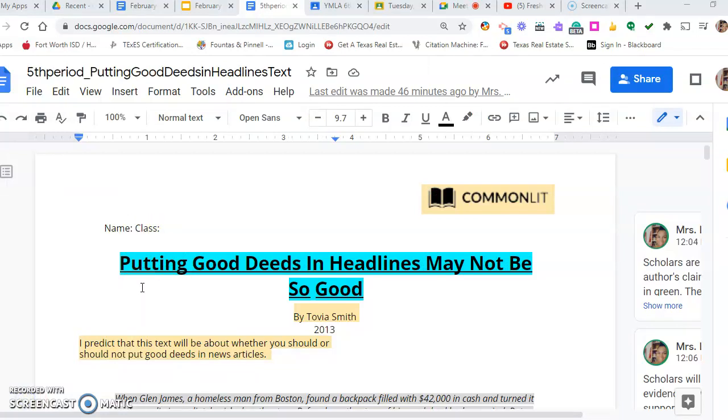Now we're going to reread "Putting good deeds in headlines may not be so good." At this point, you're welcome to read independently, or you can use the audio support that I have posted under today's assignment. The goal of rereading this time is to identify less significant and significant details. We're also going to determine what the author is using to persuade us. Are they using pathos? Are they using ethos? Are they using logos? First, we're going to determine what's significant and what's less significant.